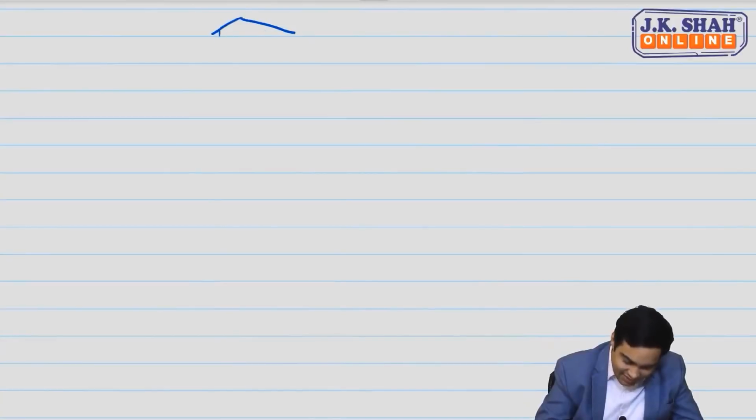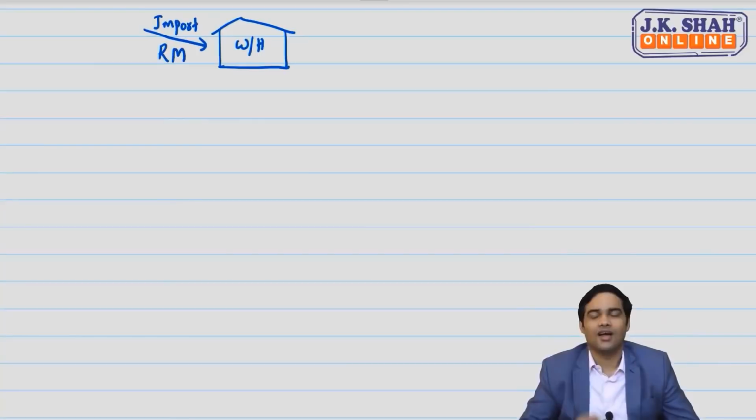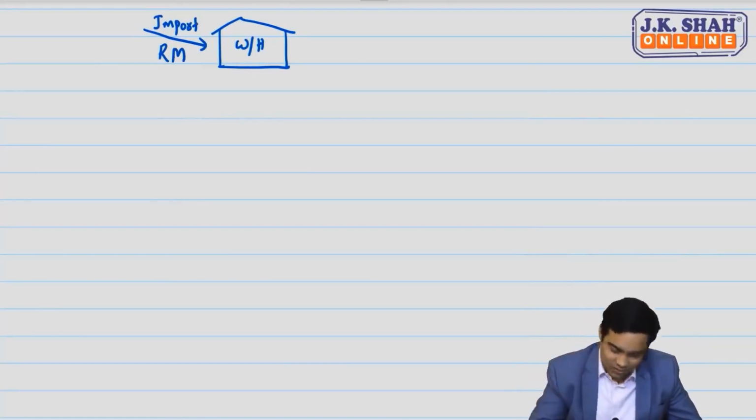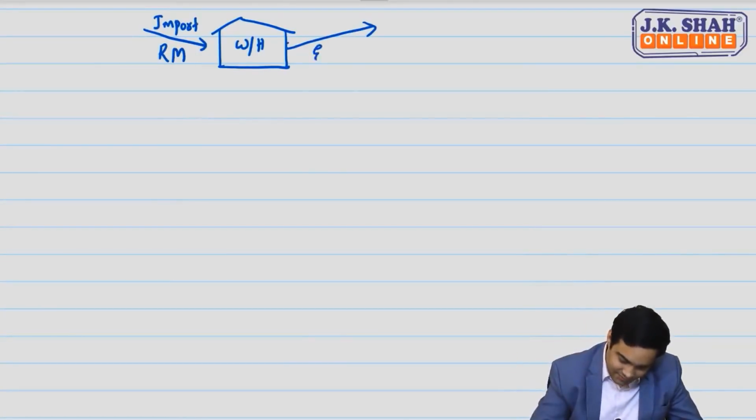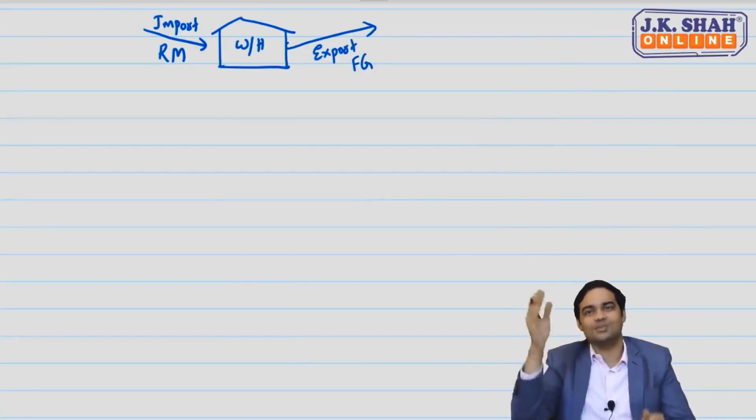There's a warehouse. You have imported some raw material and your intention is you want to export the finished goods. Sir, I have imported raw material, I will export the finished goods. Then first I have to clear the raw material to my premises. Thereafter I will be able to manufacture and then export.